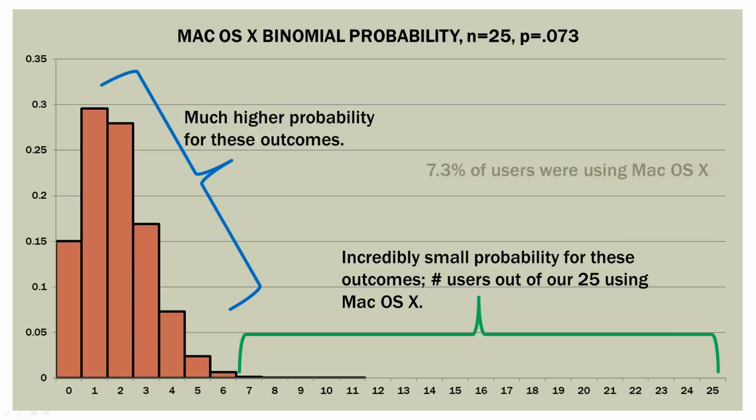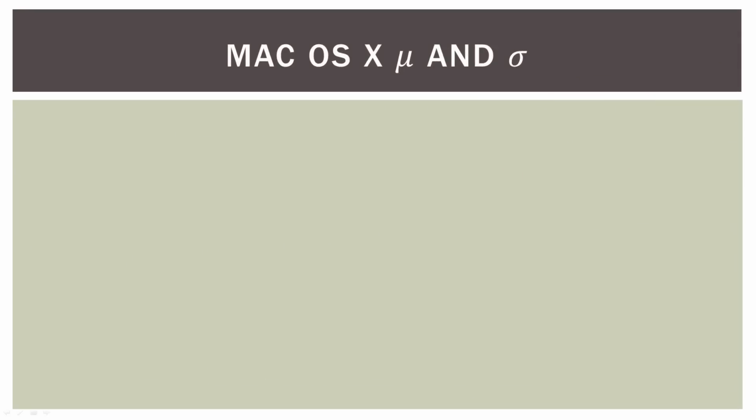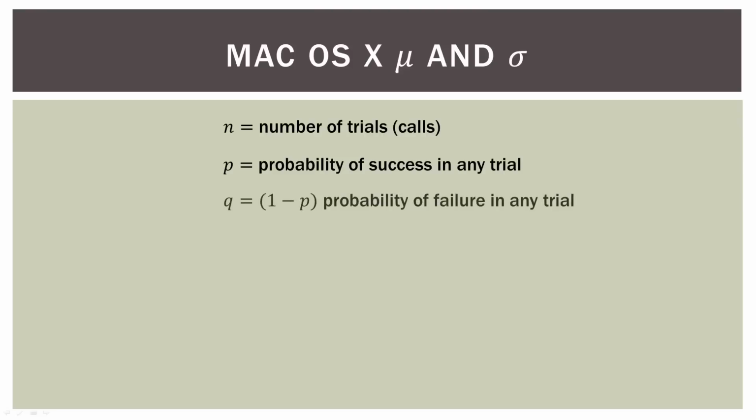Okay, so let's go ahead and answer some questions about our distribution. The first thing we asked is, what is the mean and standard deviation? And I did this in a previous video, so we'll walk through it pretty quickly. Remember, N is the number of trials, and in this case it's not calls, it's users. P is the probability of success in any trial, and then Q is 1 minus P. So forget the word calls there, that's my mistake.